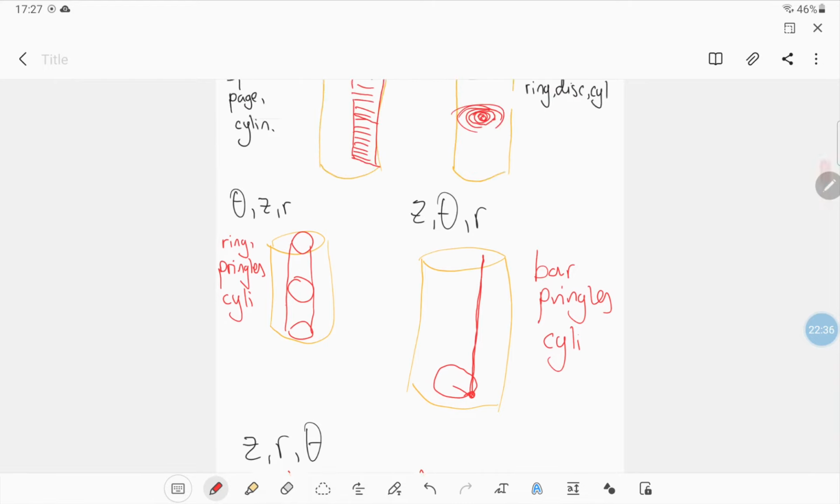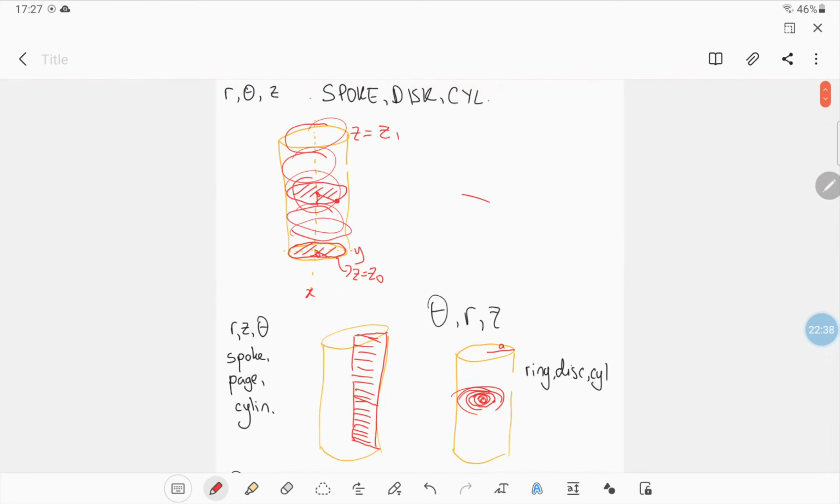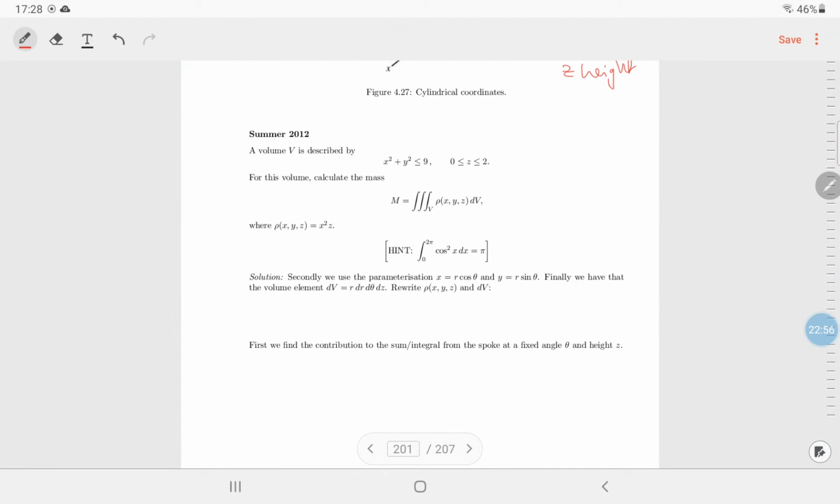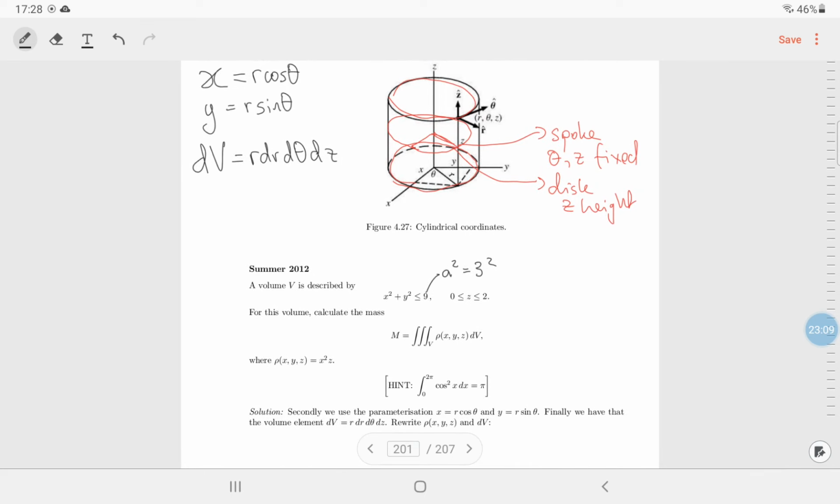Okay, now I'm always going to recommend mass of a spoke, then mass of a disc, and then mass of a cylinder. So first r, then theta, then z. That's what I'm going to recommend. Okay, so we have a question here. We have a volume. Now we remember from the previous section that this is a squared, in other words 3 squared. So the radius of the cylinder is 3, and the z goes from 0 to 2, so the height of the thing is 2. So for this volume, calculate the mass.